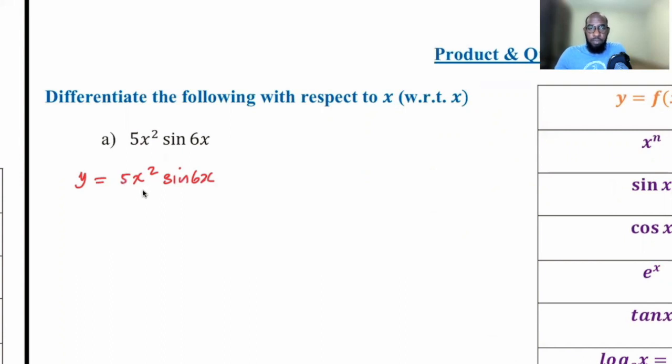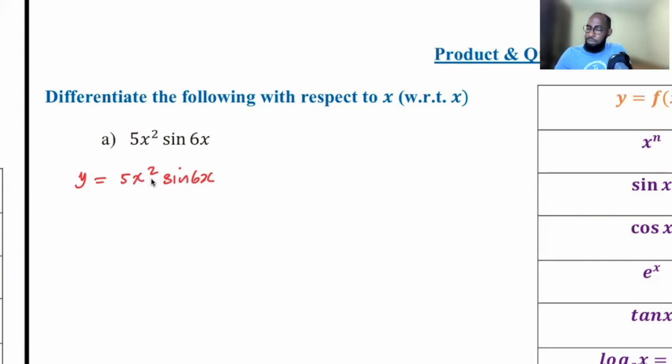Because you cannot simplify this, you cannot multiply x squared by sine 6x and get one simple expression. We have an x situation here, we have another x situation here. So it cannot be simplified to get one expression. So we have to apply product rule in this case.